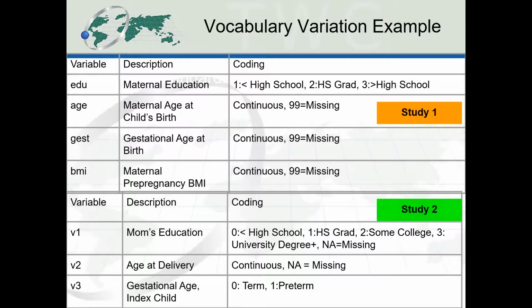And ultimately, what we're trying to do is help the biostatisticians, and actually anybody who's trying to make sense of the data, put stuff together. So here's a simple example. One study has edu, age, gest, and BMI. Another study has V1, V2, V3. And then they have some descriptions when you're looking. And then they have some coding information.